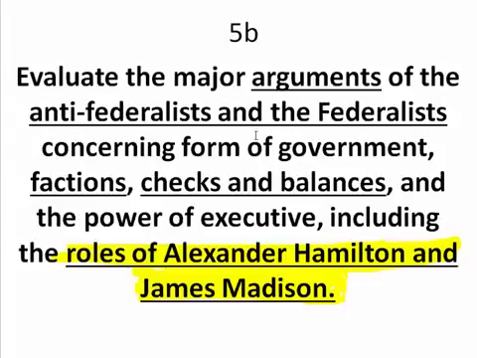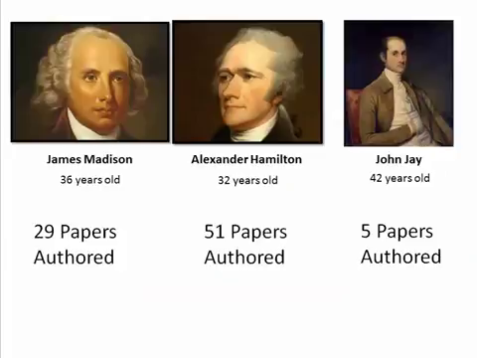Alright. And the next step is to evaluate the arguments between Anti-Federalists and Federalists concerning the form of government. We're going to look down here. The role of Alexander Hamilton and James Madison. James Madison was 36, Alexander Hamilton was 32, John Jay was 42. These two men wrote most of the Federalist Papers.